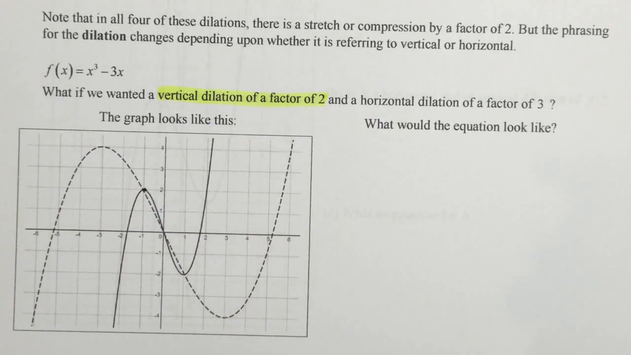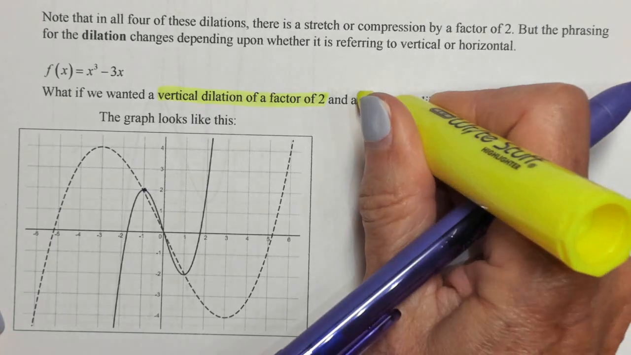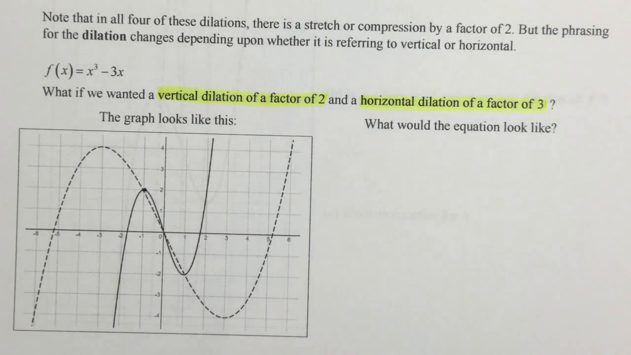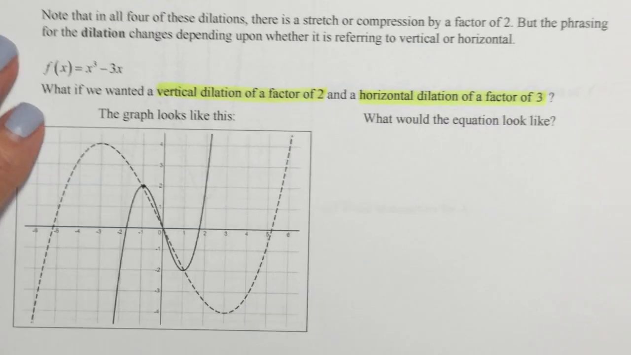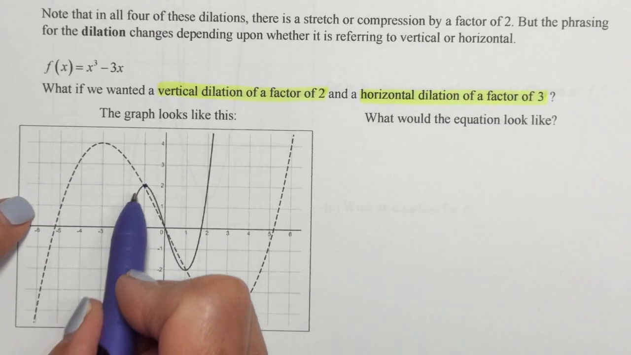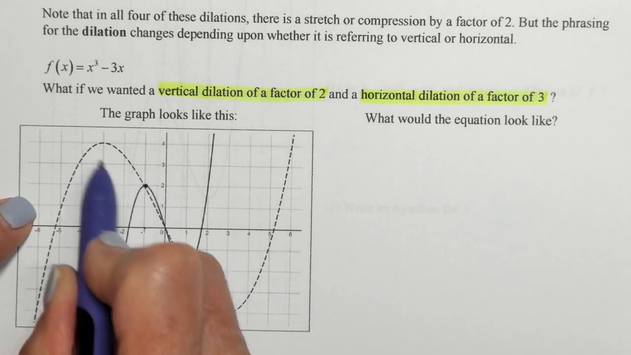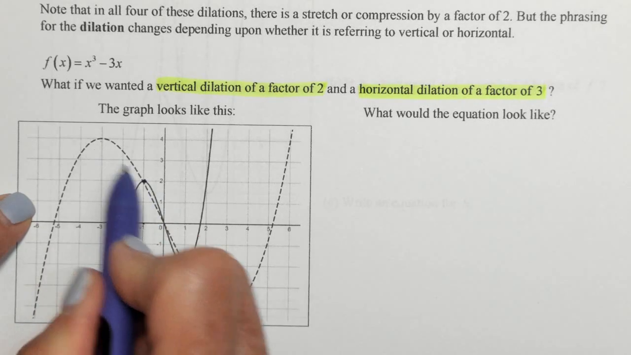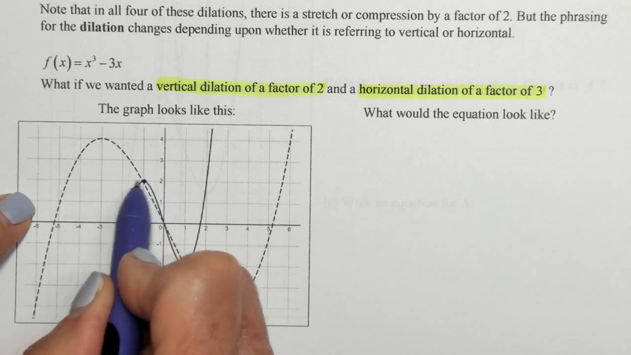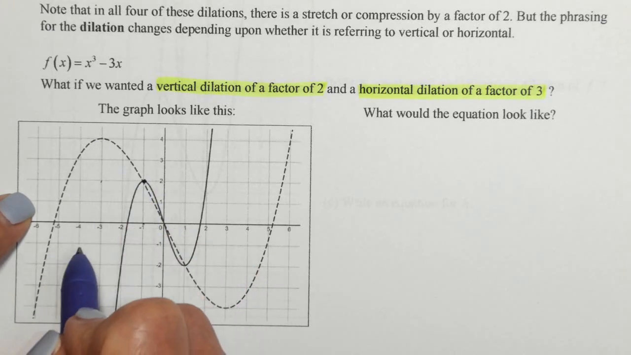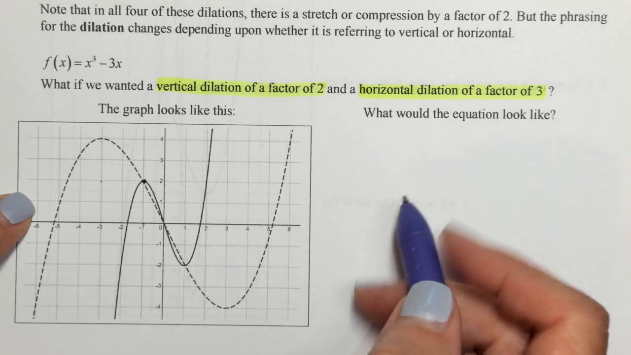And we want a horizontal dilation of factor 3. So we want it to stretch horizontally by a factor of 3. So again, we're here at x is equal to -1, and here x is equal to -3. So it stretched, we multiplied by 3 to get there. Okay? What would the equation look like?